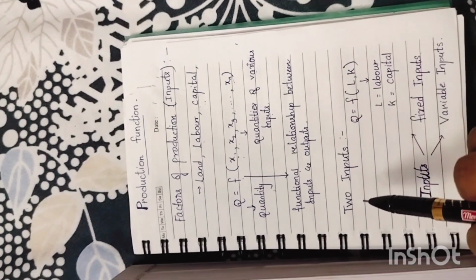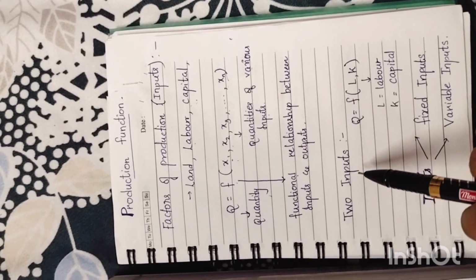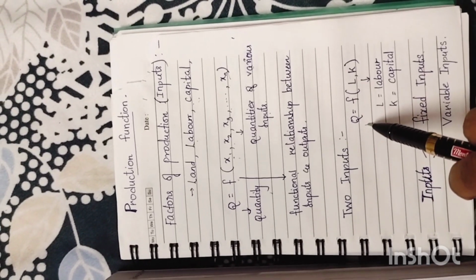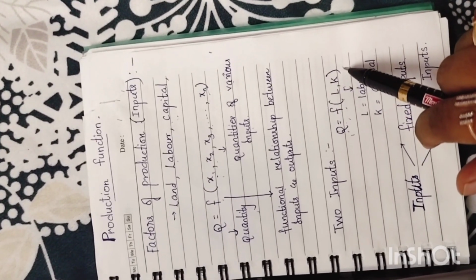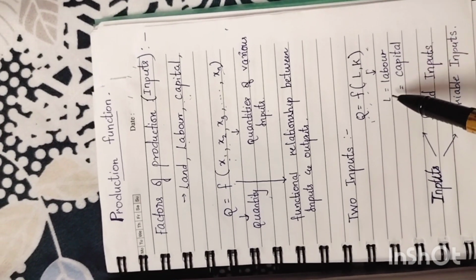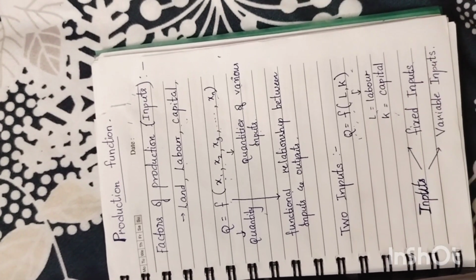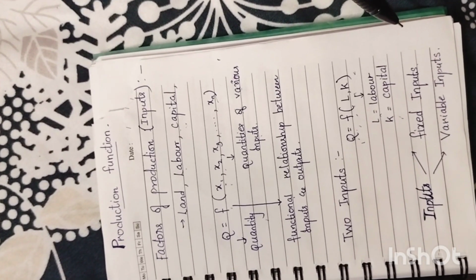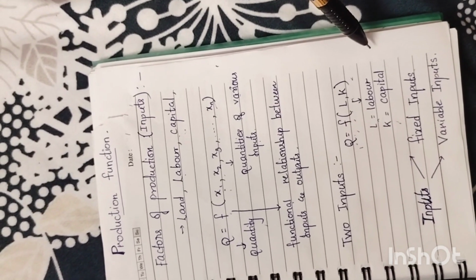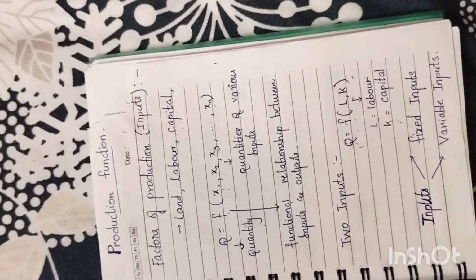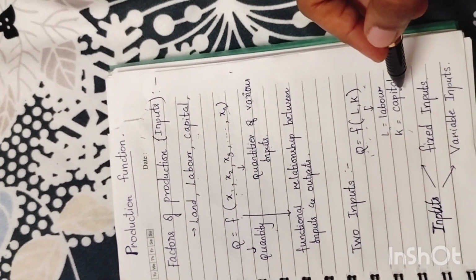Now we have two different types of inputs. So that is represented as q is equal to f of L comma K. So here L represents labor and K represents capital. We are restricting our attention only to the product produced either using one input or two inputs. So if there are only two inputs, we will take L and K.